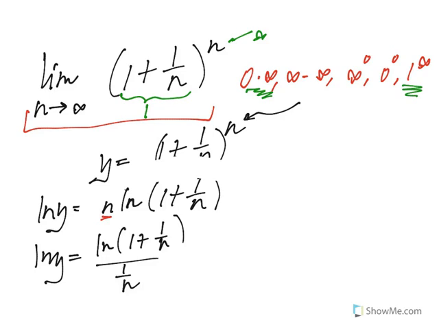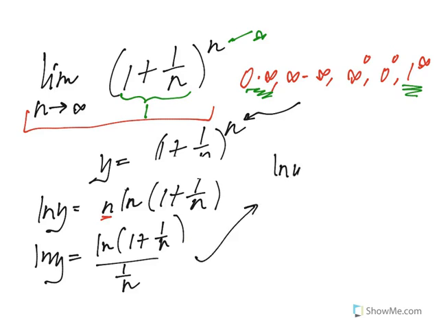I check which form I am currently in. As n goes to infinity, the numerator here turns out to be the natural log of 1, which is 0. And as n goes to infinity in the denominator, that is 1 divided by a huge number, so 0. 0 over 0 is an indeterminate form in L'Hopital's rule, so I can now apply L'Hopital's rule, which simply says I want to take the derivative of the top and the bottom.